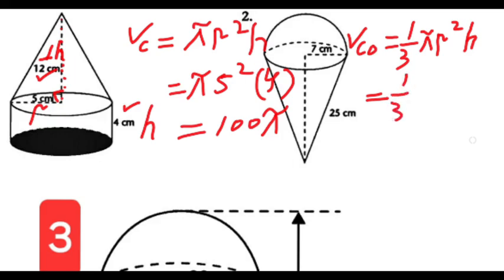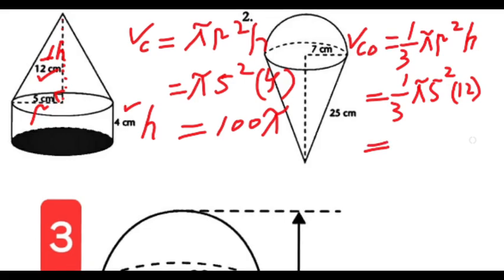So 1/3 pi, the radius we got is 5 squared, and the perpendicular height we got is 12. So I use my calculator: 1 over 3 multiplied by 5 squared multiplied by 12. My answer is 100, so 100 pi.